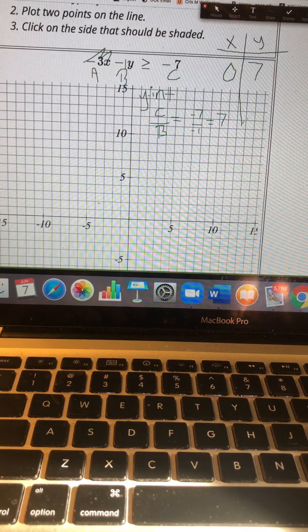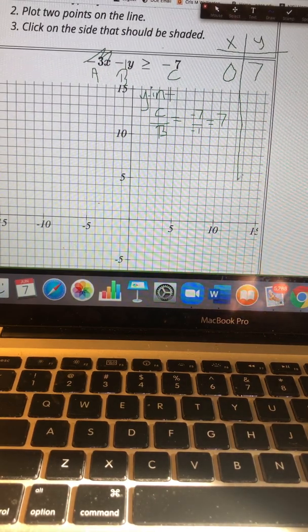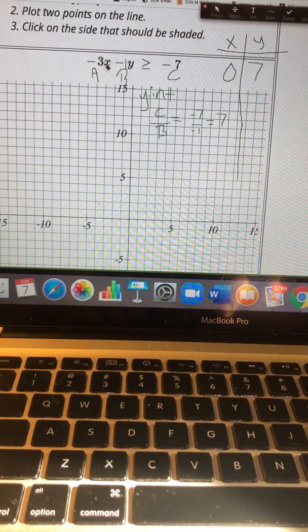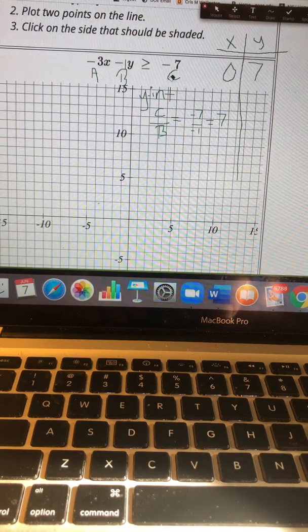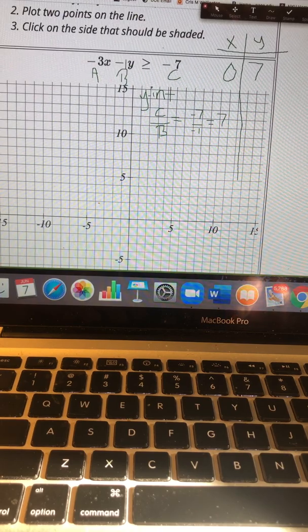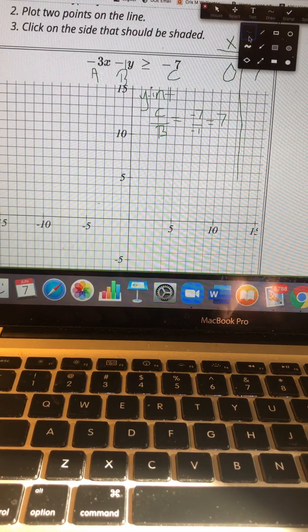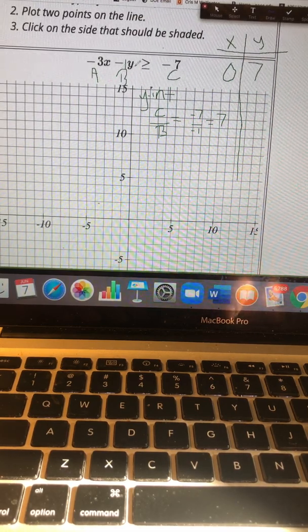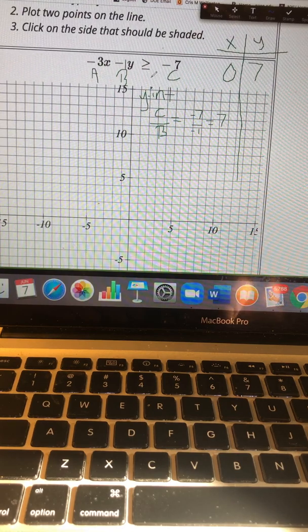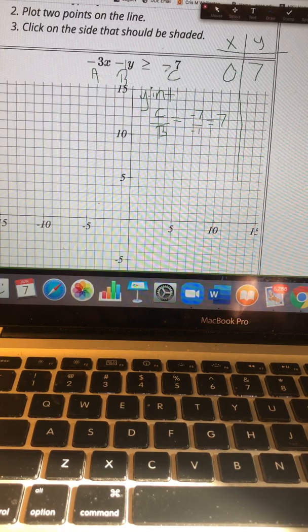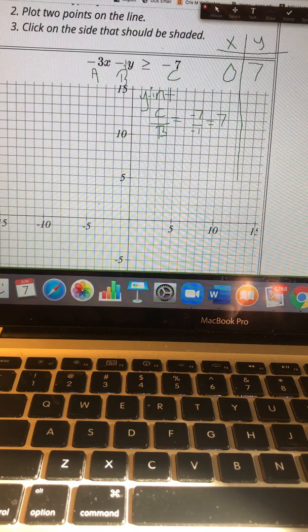Okay, so now the x-intercept is not going to be so nice because I'm working with two prime numbers, 3 and 7, taking the opposite of each. I don't want to use that. So in this particular case, I want to find out how I can get a whole number to give me negative 7.